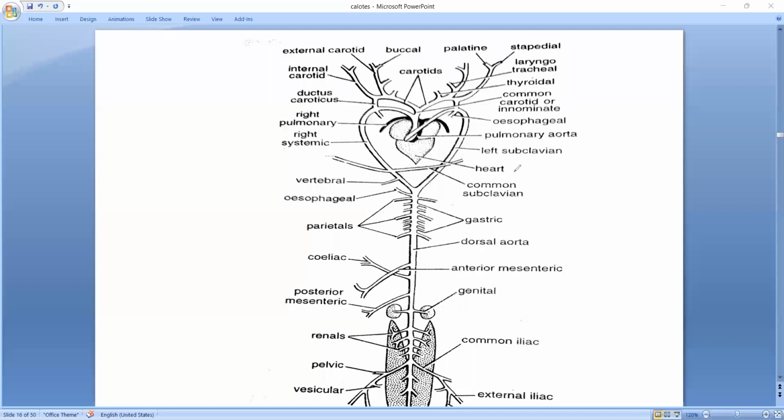Okay, right. Fine. Here, this is actually the common subclavian artery. It is bifurcated into left subclavian and right subclavian, which give blood to the respective forelimbs. Okay, so that is about the subclavian. And also, here a vertebral is given. This right systemic artery also gives vertebral arteries to the vertebral column area.